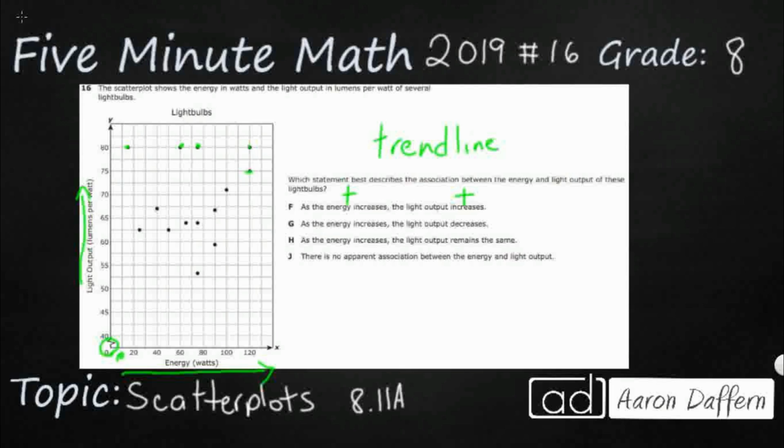We're looking first at F: as the energy increases, the light output increases. Energy is our x-axis, so as that increases, our light output increases. It's not going to be as perfect as a straight line, but if the answer is F, you would like to see your data clustered around a line that looks like that, moving positively from the bottom left to the top right. And as you can see, you do have some data near there. So that would work if it were just these dots that I've circled.